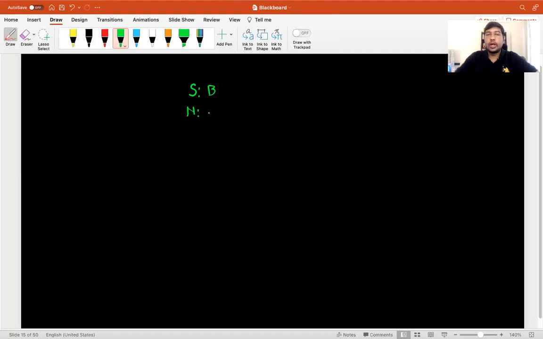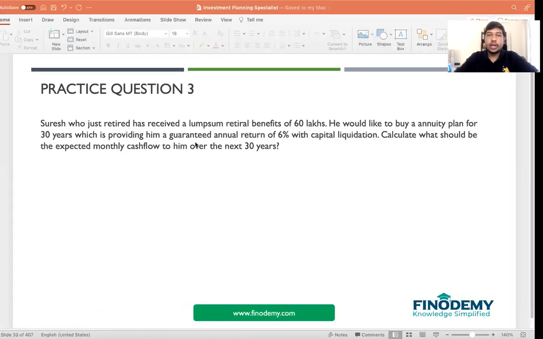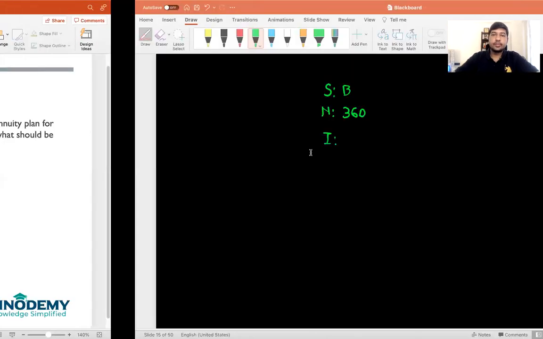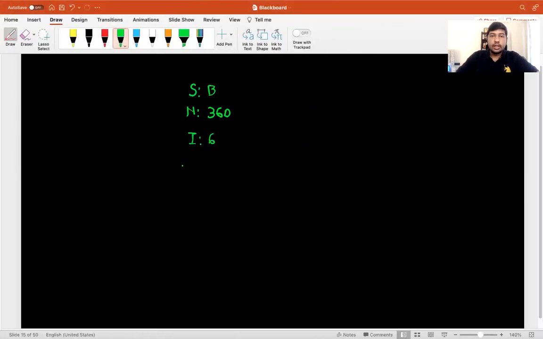Since this money is required over 30 years on a monthly basis, N will be 360. I will be the rate of return, which is 6%. Then PV is something that he's going to invest, so it will be minus 60 lakhs, since this amount of money is going to get invested. PMT is something that we need to find out. FV is going to be 0.